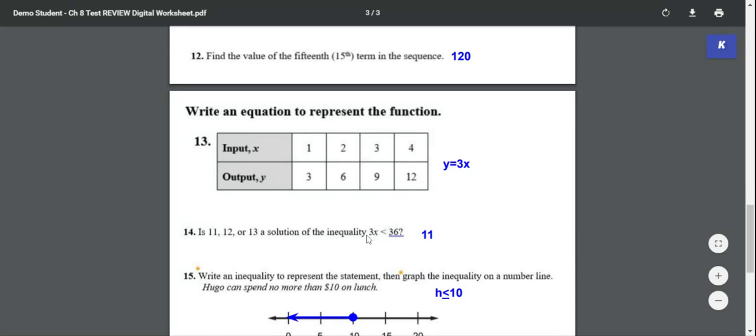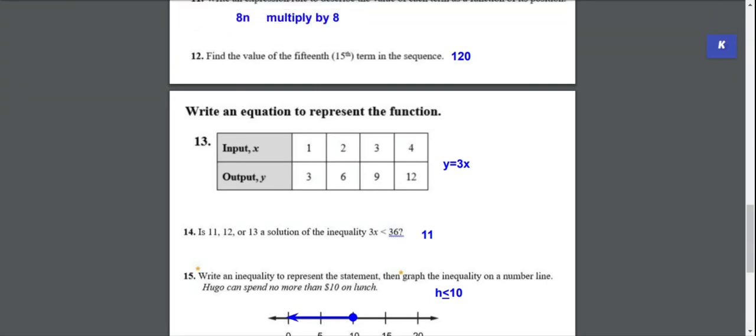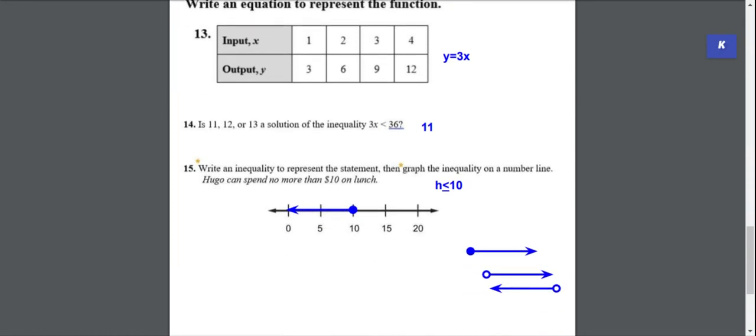For number 14, they've given us some options and we need to check. So we're going to put each one of these in for x and see which ones work. 3 times 11 is 33. 33 is less than 36, so that one works. That is an answer. 3 times 12 is 36, but this doesn't give me the equal sign, so 12 is not an option because although 36 equals 36, it's not one of the things that makes it true for this inequality. And then 13, 3 times 13 is 39, and that's not less, so that's not going to work. So for this situation, 11 was the only one that worked.